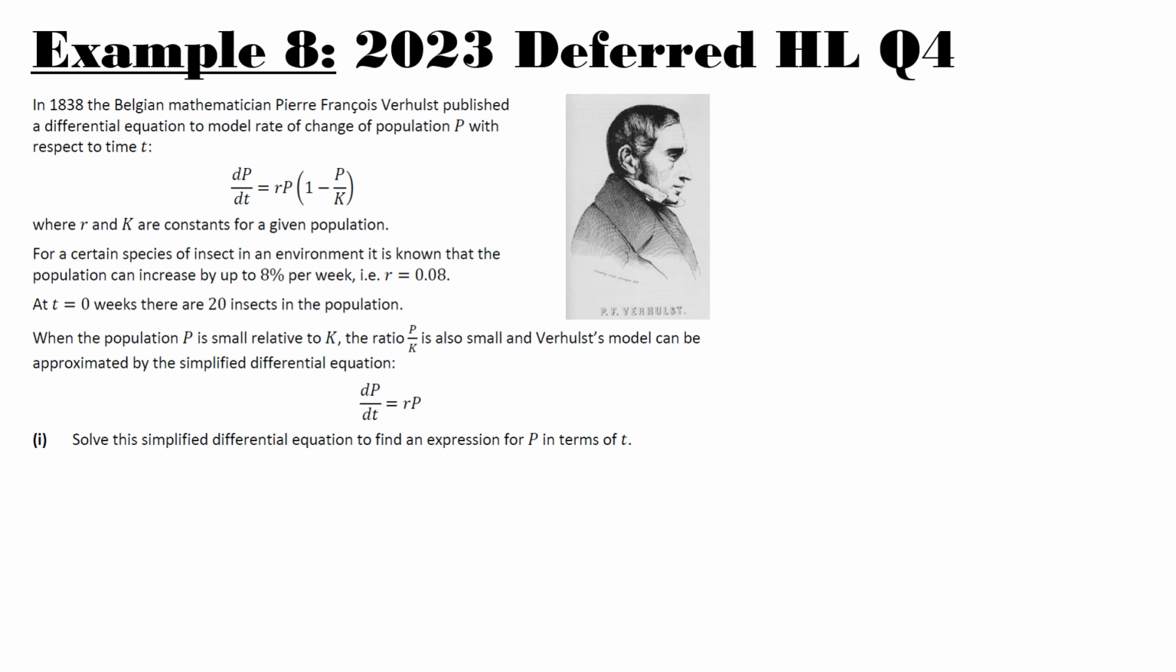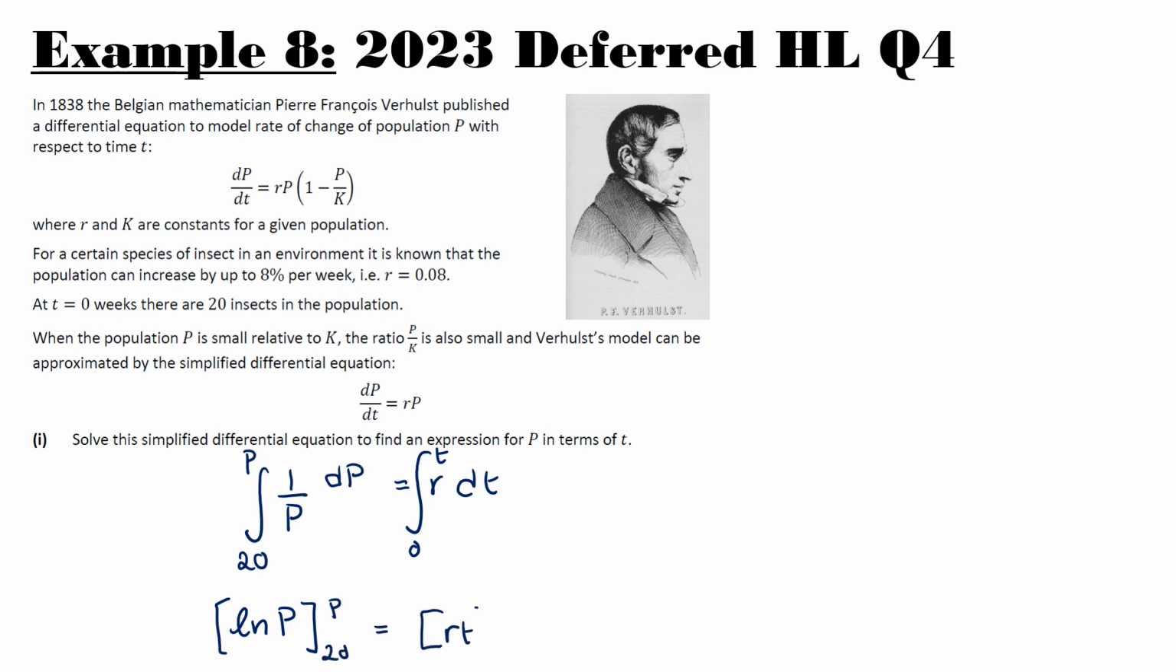So first thing we're going to do is separate that out. So I'm going to bring that P over and I'm going to leave the r where it is. We're going to integrate both sides. We're told when t is equal to 0, P is equal to 20. So on the left hand side, this is going to give us ln P, and we're going to evaluate that between 20 and P. And over on the right, we get rt between 0 and t. So we get ln P minus ln 20 is equal to rt minus r times 0. r times 0 is nothing, so we can ignore that.